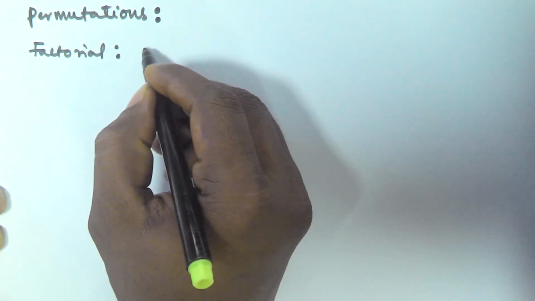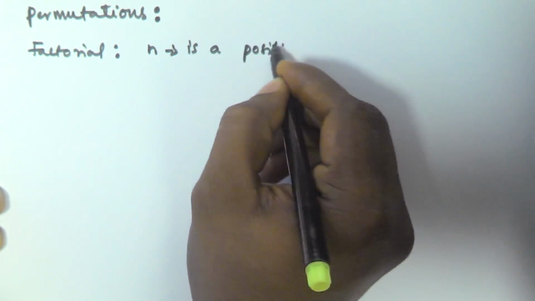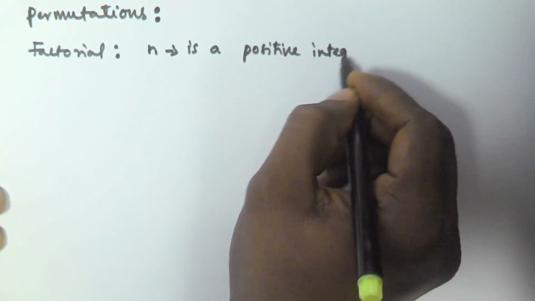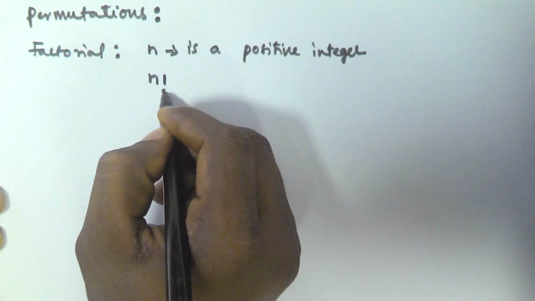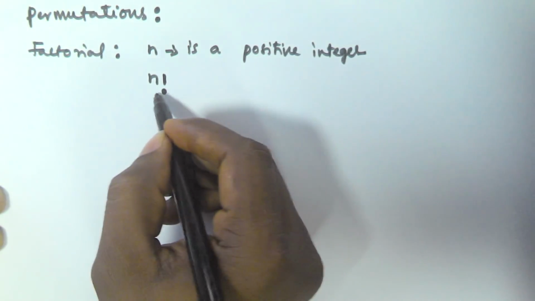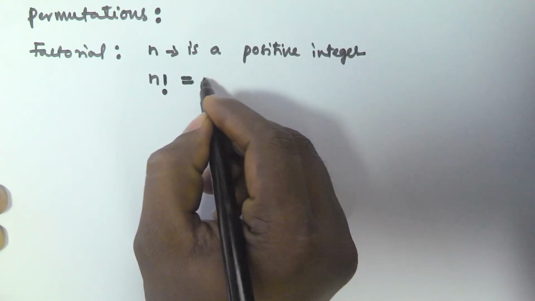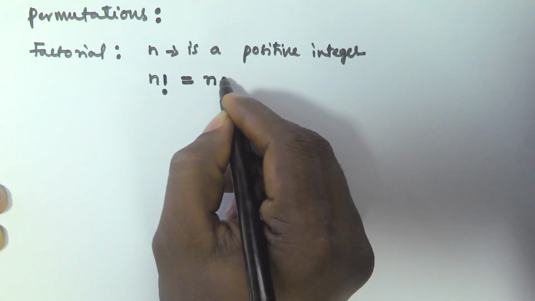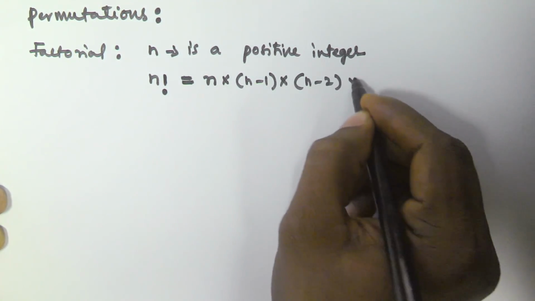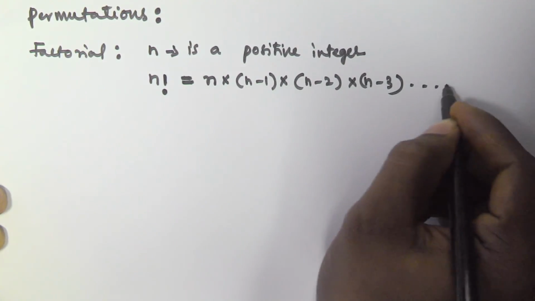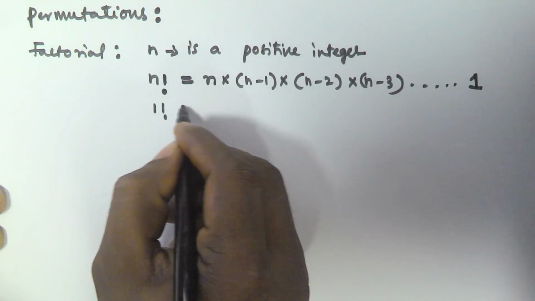For example, let us assume n is a positive integer. The factorial of n is represented by n followed by an exclamation symbol, called n factorial. The value of n factorial is n into n minus 1, multiplied by n minus 2, multiplied by n minus 3, till 1.